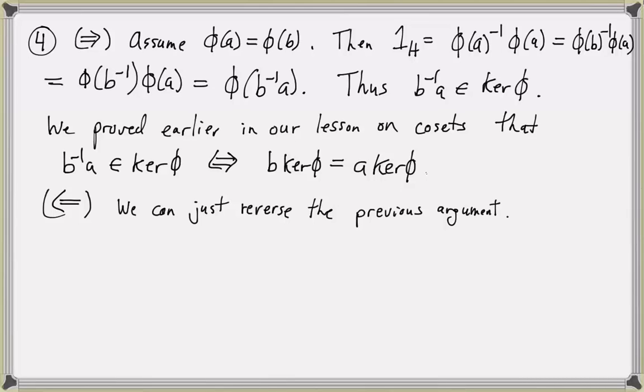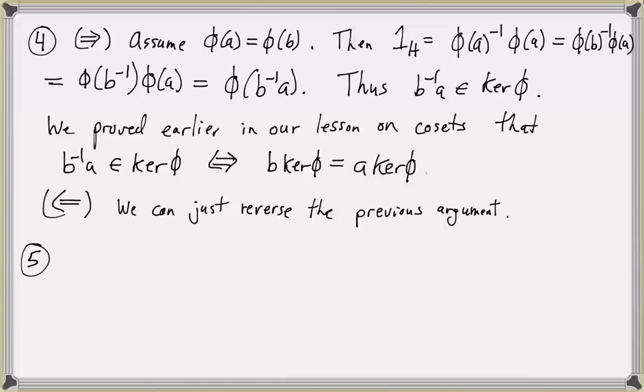That is, assume that B kernel phi equals A kernel phi, and then we can deduce by working backwards that phi of A equals phi of B. Next, we prove property 5, that if the order of G is finite, then the order of phi of G actually divides the order of G.